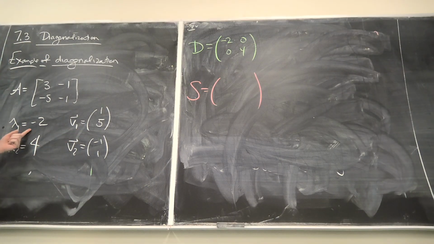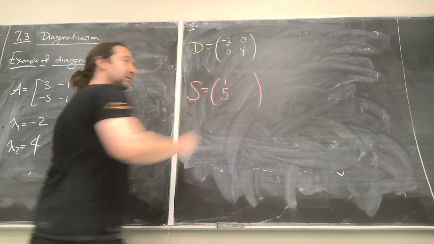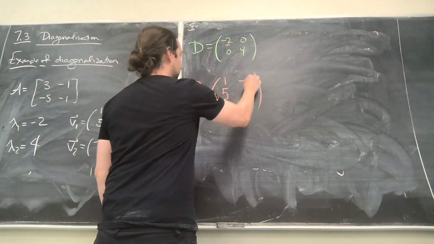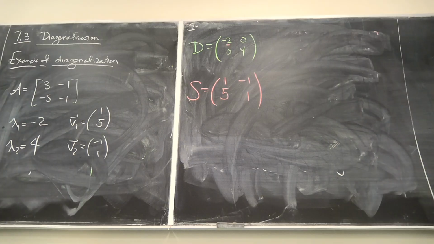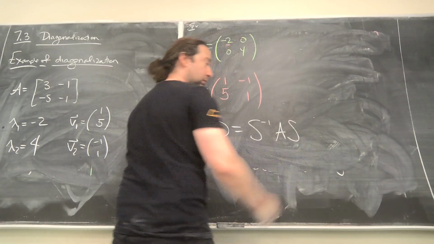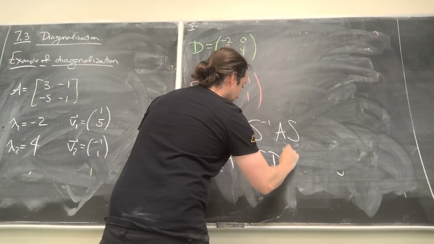The eigenvector for negative 2, in this case, is 1, 5. I should say an eigenvector is 1, 5. So in the column corresponding to where I put that negative 2, I'm going to put 1, 5. In the column corresponding to lambda 2, I'm going to put minus 1, 1. And the claim is that this construction of a diagonal matrix of eigenvalues and an invertible matrix of eigenvectors gives me the relation that D is equal to S inverse AS. Or if you like, A is equal to S D S inverse.